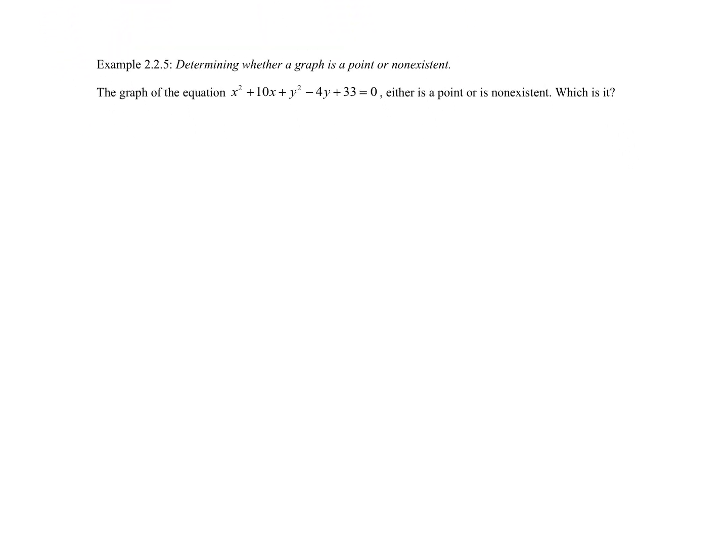Okay, so determining whether a graph is a point, non-existent, or a circle. So basically, we're going to follow the same process and complete the square to get us into a better form. And once we're there, we'll be able to understand whether the circle exists or it's just a point or doesn't exist at all. Okay, so first thing, same kind of form, x squared plus 10x plus blank plus y squared minus 4y plus blank equals negative 33.